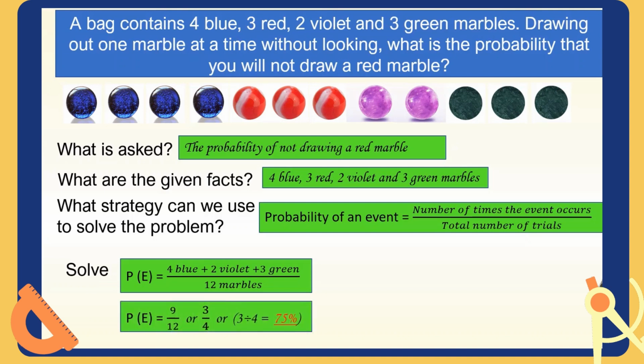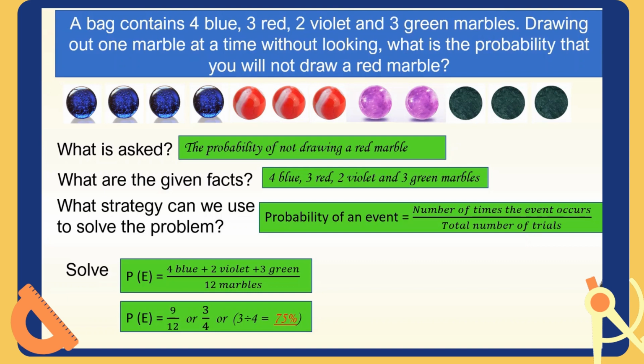So, pag pinag-add natin yan, meron siyang probability of an event is equal to 9 over 12 or 3 over 4 or 75%. So, saan kinuha yung 9? I-plus natin yung 4 plus 2 plus 3, that is 9 over 12. Yung 12 naman ay bilang ng lahat ng marbles na meron tayo. Okay? And then, paano ko nakuha yung 3/4?